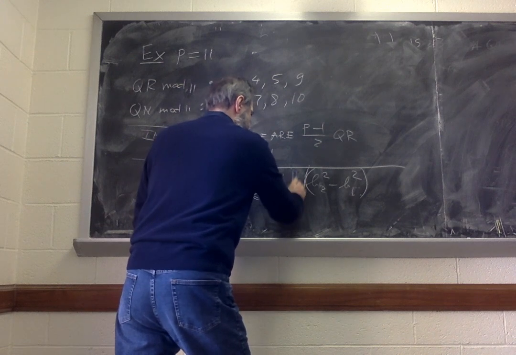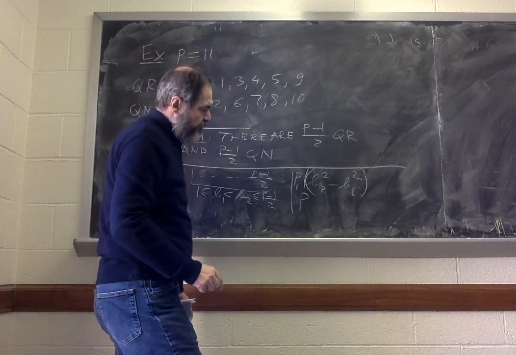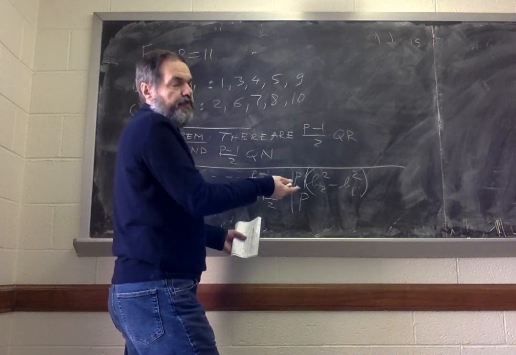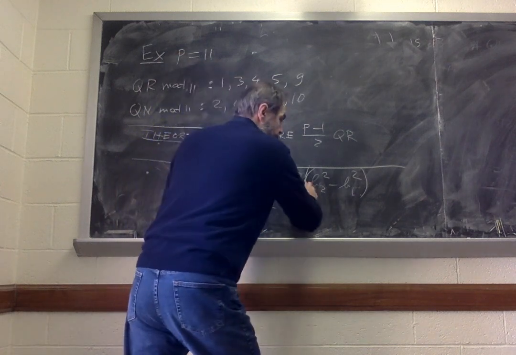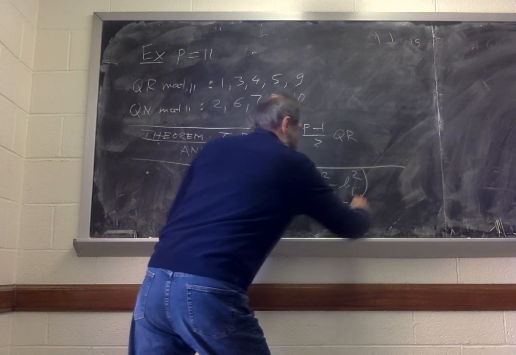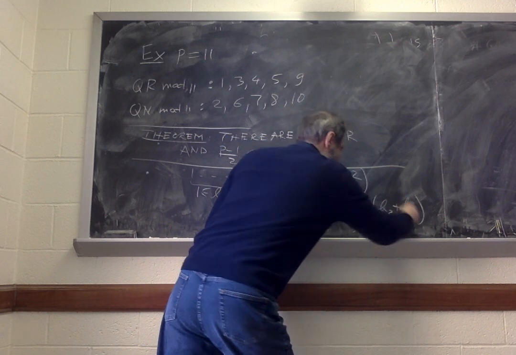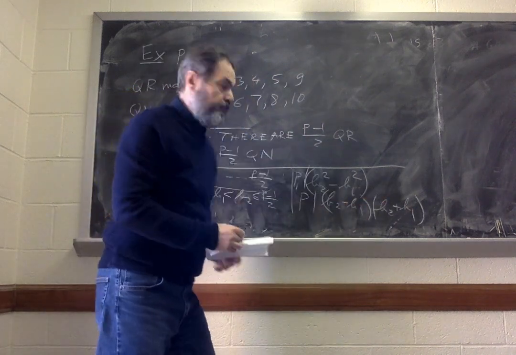expression, then this is a difference of two squares. I can write it as (b2 minus b1) times (b2 plus b1), so p will divide the difference b2 minus b1, or b2 plus b1. P being prime, it has to divide one of those two.